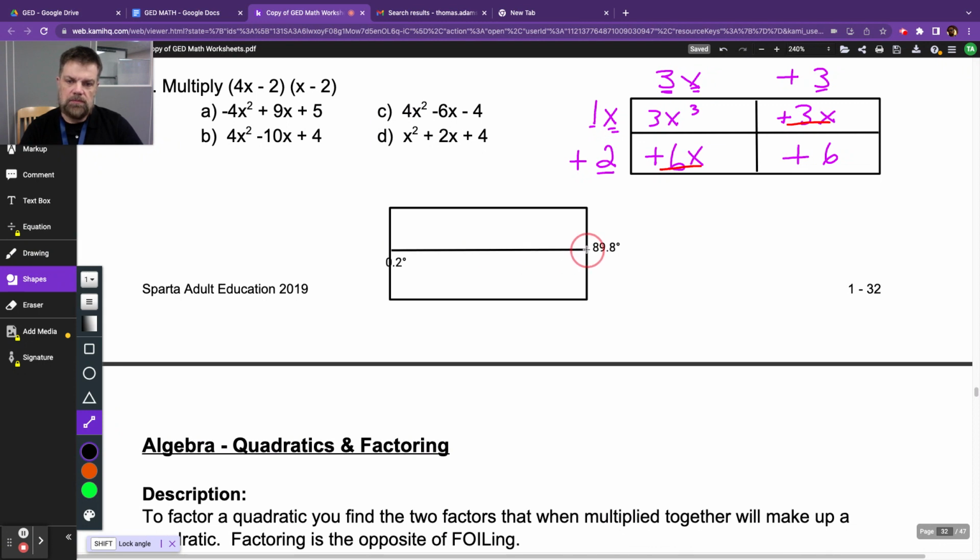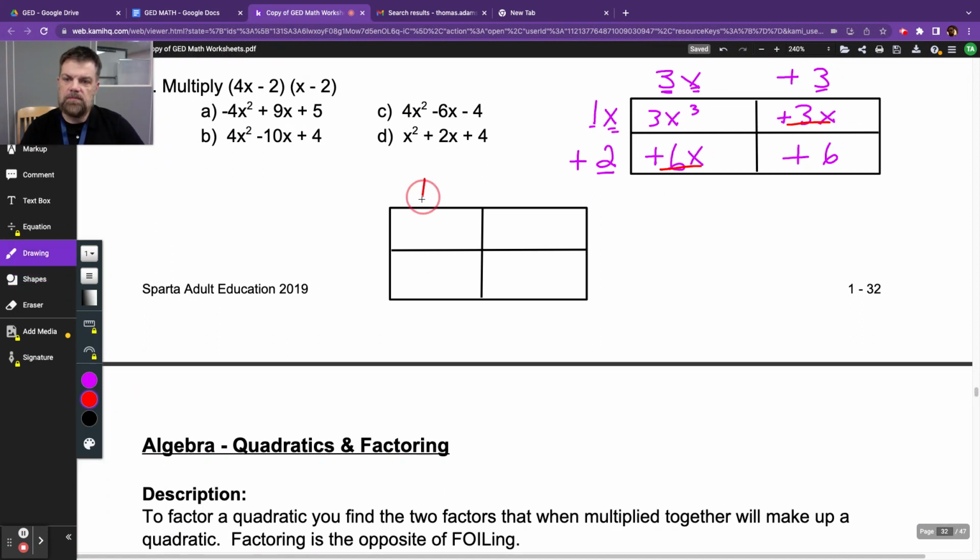So this would be 4x minus 2 times x minus 2. So think of this as 1x. So 4x squared. You got it.